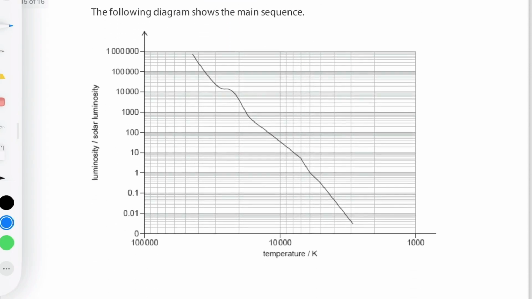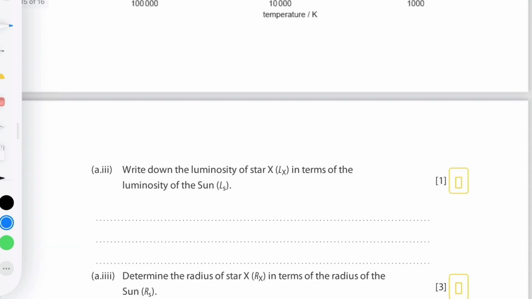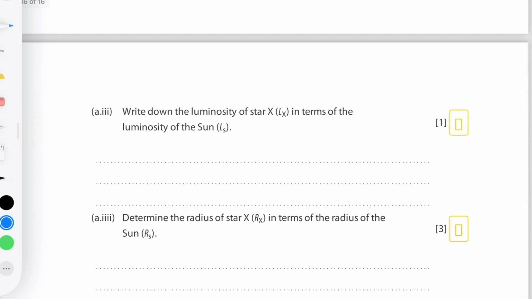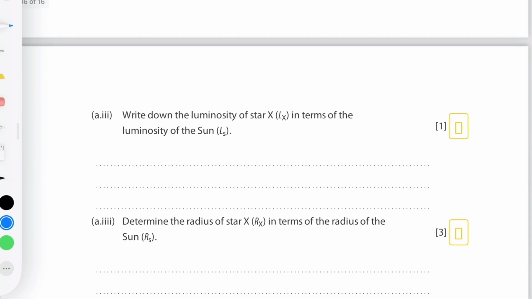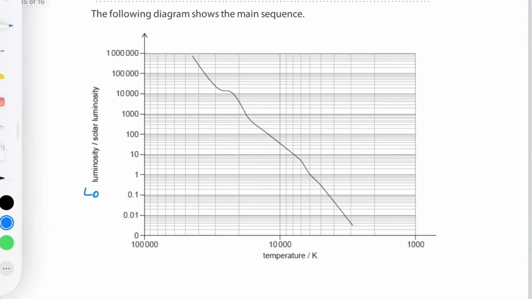The following diagram shows the main sequence, and this is a different version of the HR diagram. We've got the luminosity in terms of solar luminosity here, and we've got temperature on the x-axis. Write down the luminosity of star X in terms of the luminosity of the sun, LS. So what we want to do is go to 10,000 Kelvin, because that's the temperature of our star X.